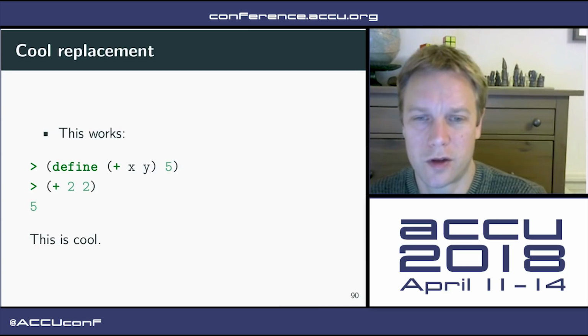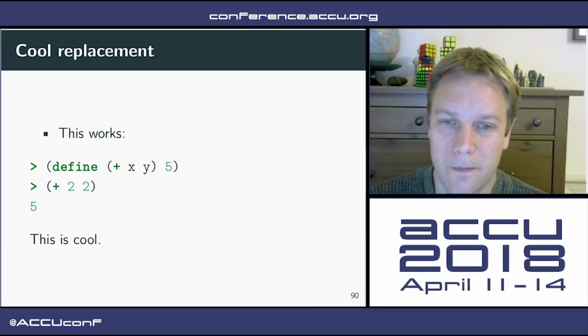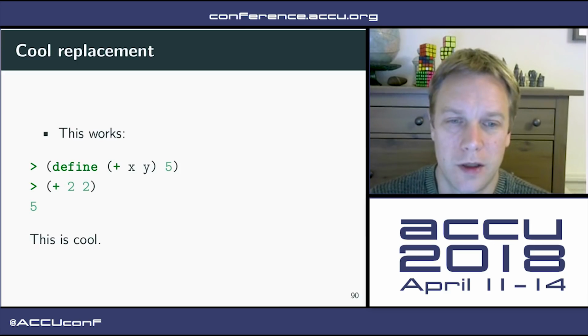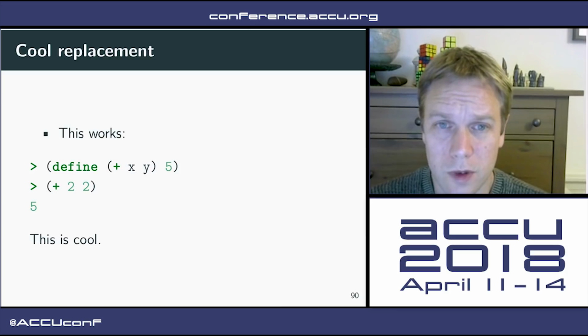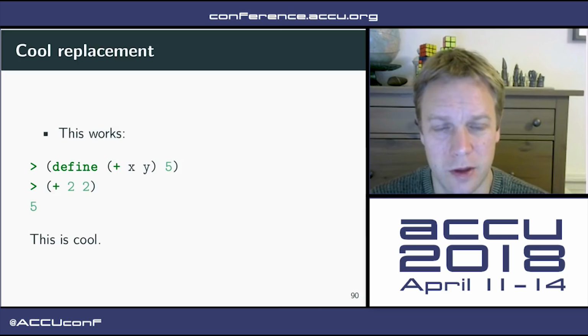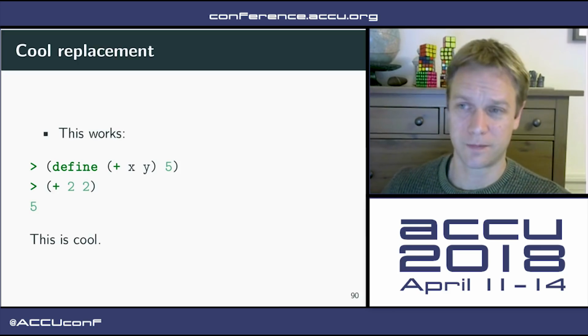Let's define a function called plus that takes two arguments, x and y, and define its return value to be 5. Now when you add together 2 and 2 by calling the plus function, you've replaced the built-in plus function that came with Scheme with your own one, which always returns 5. So when you ask what 2 plus 2 is, the answer is 5.